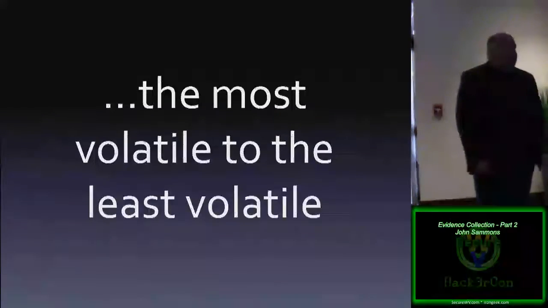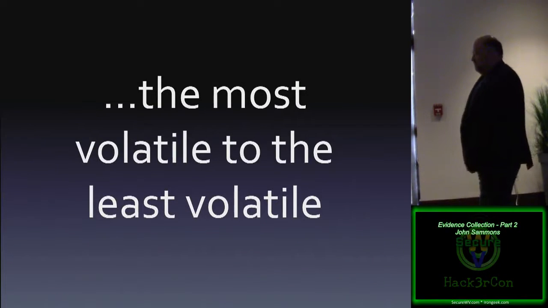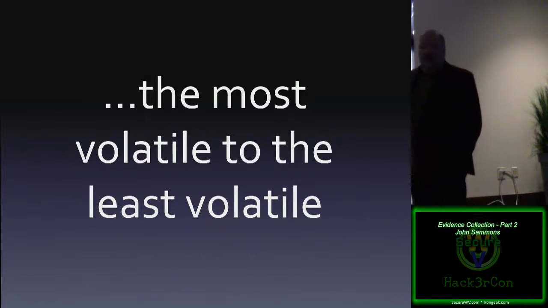So we want to go from the most volatile to the least volatile. What do you think is the least volatile? Hard drive? CD-ROM? Paper. There you go. Good. Analog. Excellent. The old analog stuff.